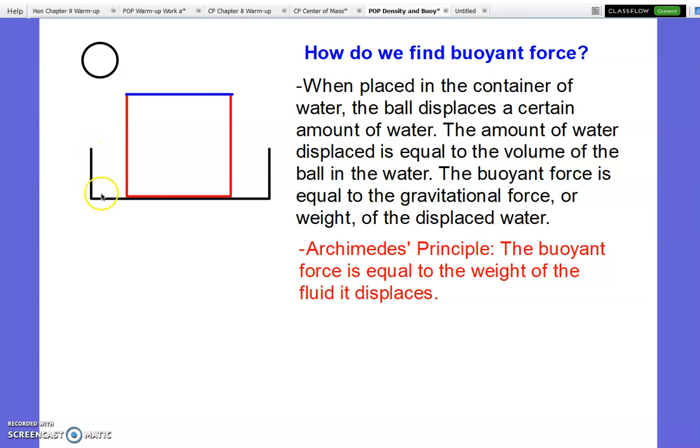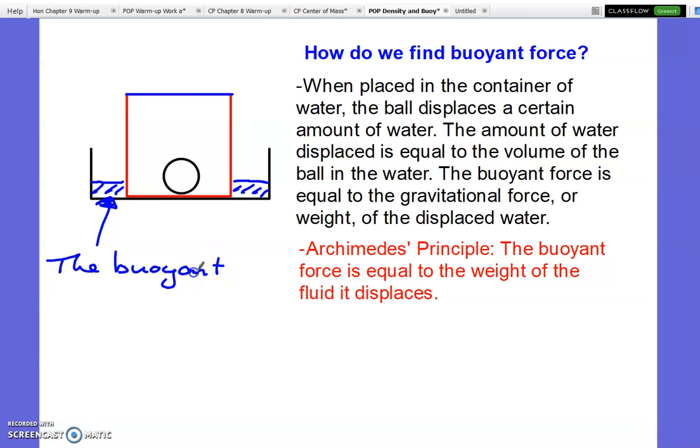And we place that container in a pan to catch any water that might overflow when we place an object in the container. Now we're going to take our object and place it in the container, making the water overflow into the pan. The idea here is if we take this overflowed water and we find its weight, that is the buoyant force. The buoyant force is the weight of this much water.